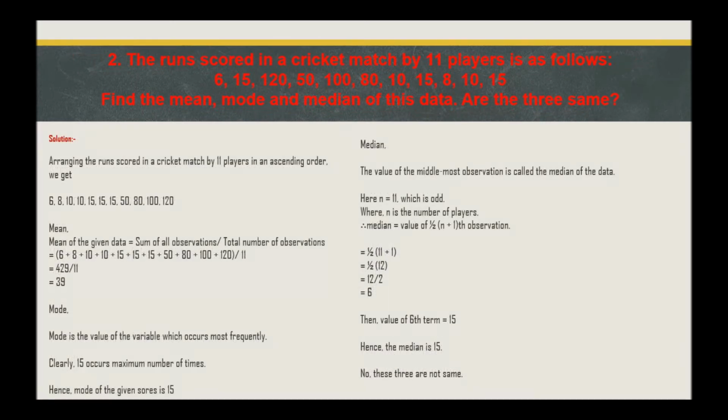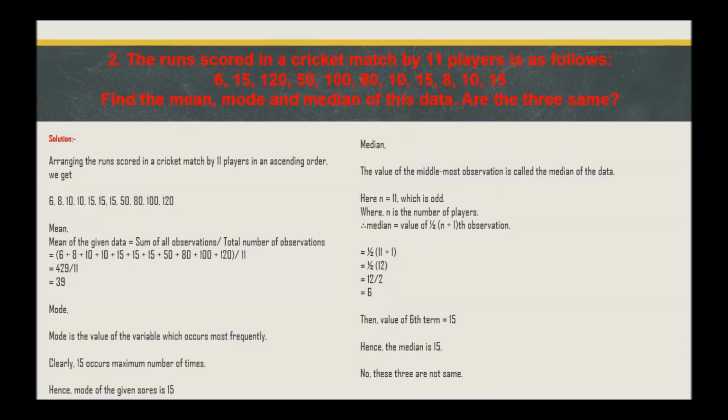Next, the runs scored in a cricket match by 11 players are as follows. We have to find the mean, mode and median of this data. Are the three the same? We have to check that also. So first we will arrange the scores in ascending order. Then we will find the mean. Mean of the given data equals the sum of all the observations divided by the total number of observations. So we add all the observations and divide by 11, that is 429 upon 11, that is 39.